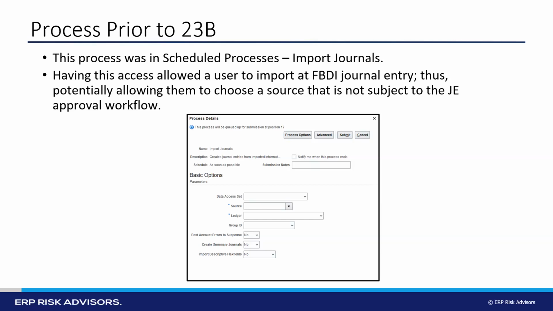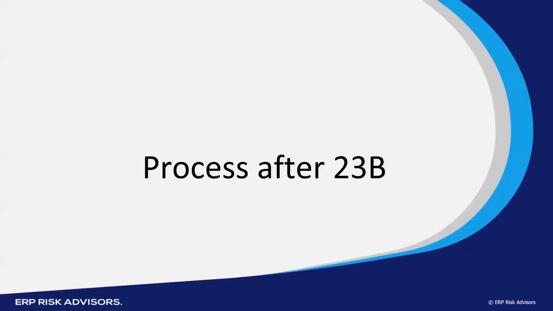So that's the challenge. If they use an FBDI template, they can choose any source, including one from the subledger source that would not be subject to the journal approval workflow. Whereas the use of an ADFDI template defaults to the source of spreadsheet, which I've mentioned, and this is really the identification of the risk that led to the enhancement.